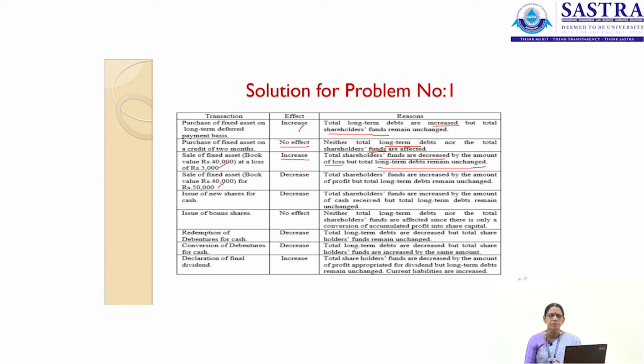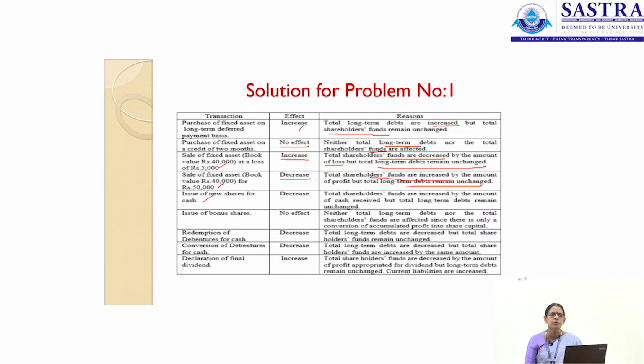This profit on the sale of fixed asset will increase the shareholders funds. So the total shareholders funds get increased by the amount of profit. So this 10,000 will increase your shareholders funds. So the denominator increases. The numerator, the long-term debts, remains unchanged. With the numerator remaining unchanged and your denominator increasing, we will have a decrease in your debt equity ratio. I remind again, debt equity ratio is debt divided by equity. That is your external liabilities divided by your internal equity, namely the shareholders funds.